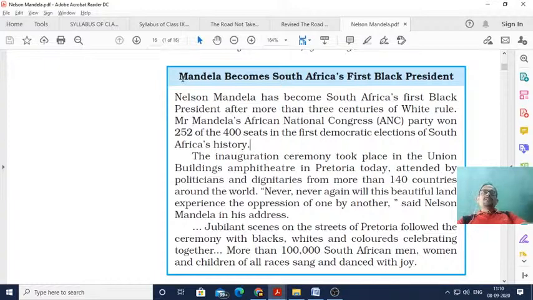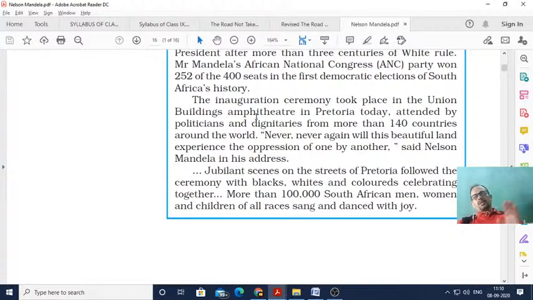First, Nelson Mandela, initially for a few paragraphs, describes the inauguration ceremony. How did it take place? Because the African National Congress came to power in the first democratic election, the inauguration ceremony took place in a very grand and glamorous manner, because after 300 years of white rule, South Africa has achieved freedom from the discriminatory form of government, and now the democratic form of government is going to take over. Therefore, the inauguration ceremony was of utmost importance for South Africa.